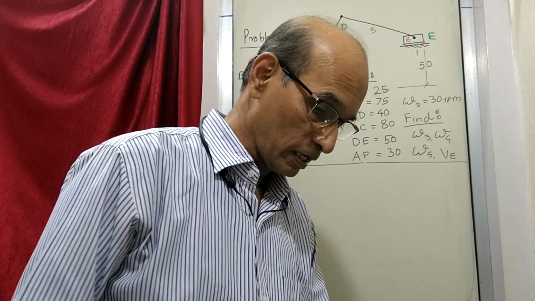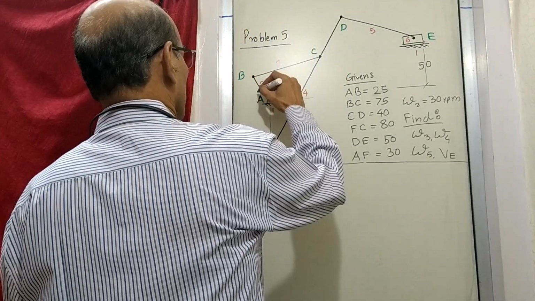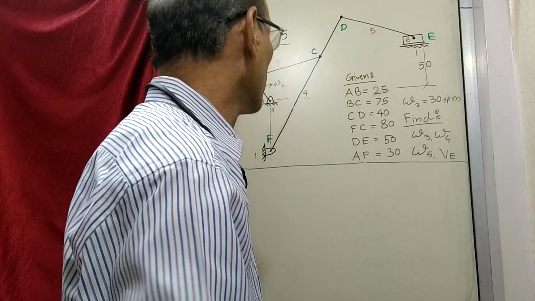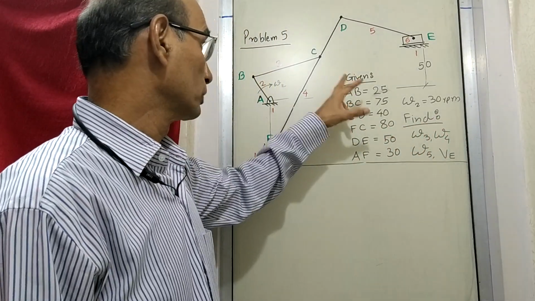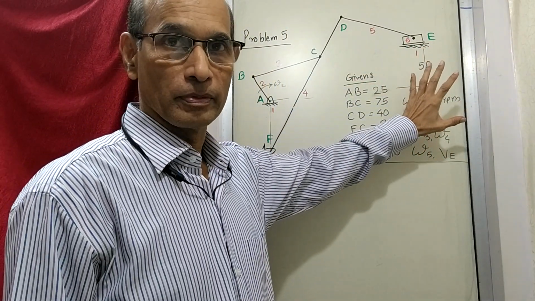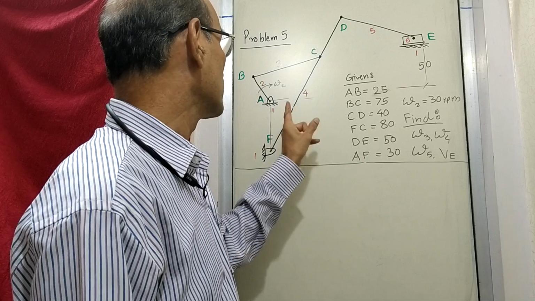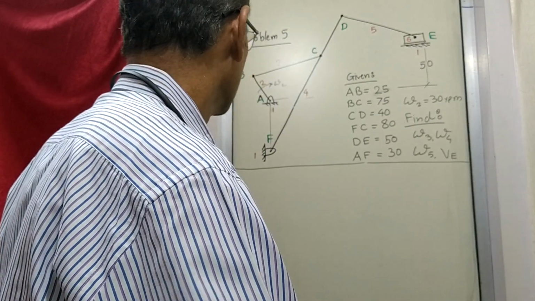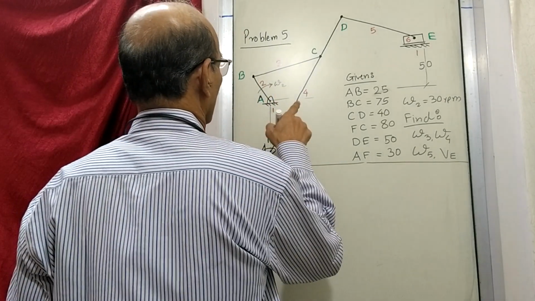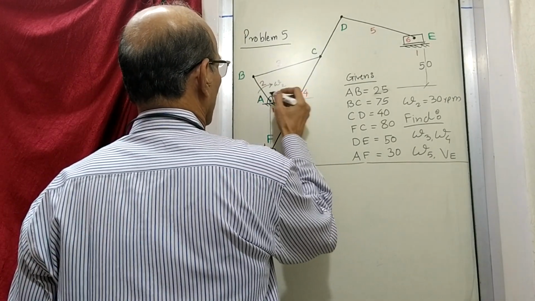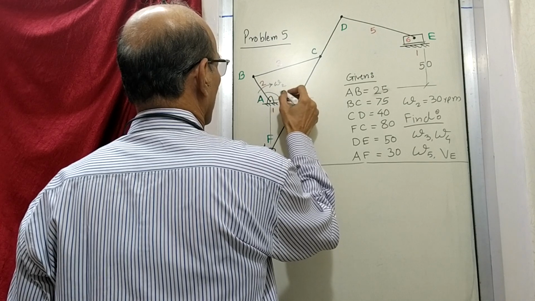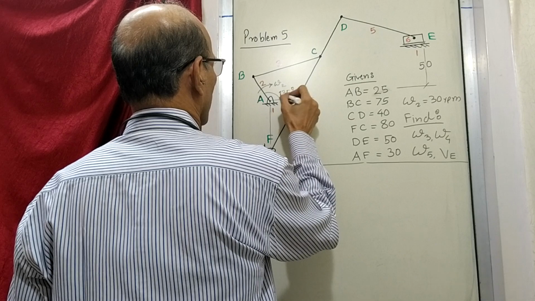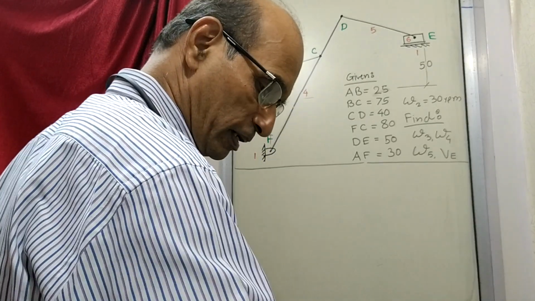Okay, so this is the given problem and maybe this is omega 2. We are given all the necessary information so that the linkage diagram can be drawn. The lengths of all the various links are given. I think something is missing here. The angle is 135 degrees.